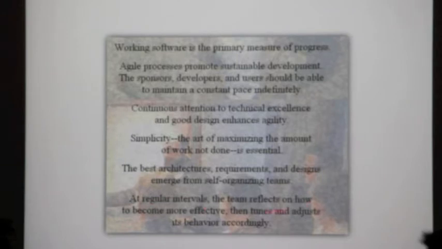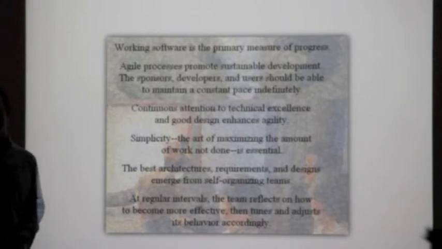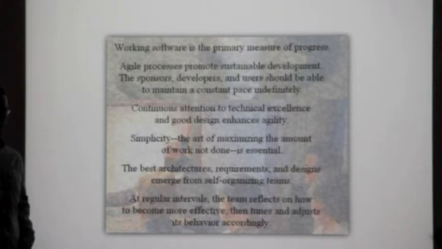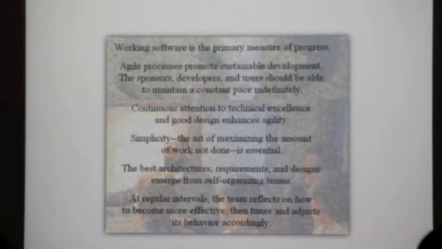At regular intervals, the team reflects on how to become more effective, then tunes and adjusts its behavior accordingly. We did have a couple of retrospectives, and I think with retrospectives you want to plan them in advance so that they don't become a post-mortem. Just schedule them ahead of time. Otherwise it becomes like, we're doing this now to find out what went wrong, when it should be planned ahead of time. There's a nice way of doing it called the starfish model. If you just Google retrospective starfish, you'll find a nice way of saying what things you're going to improve on.